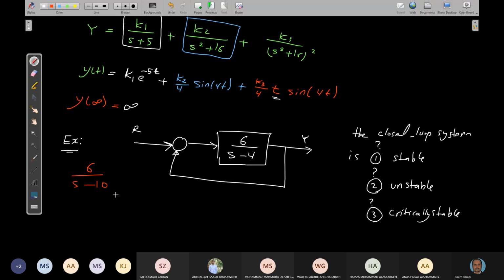Yes. And the root s equals 10, which is located in the right half plane, and the system will be what? Unstable. But let's assume here I'm having a negative feedback. Now, the system is stable, unstable, or critically stable? Stable. Why stable? Because I have 6 over s plus 2.